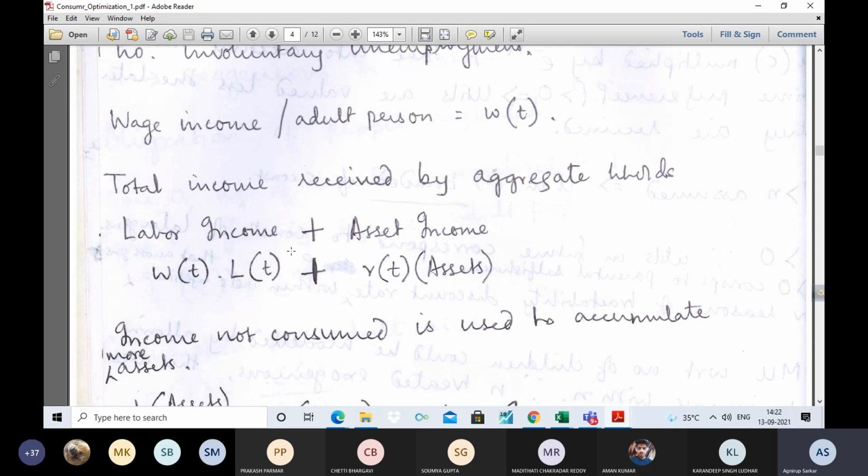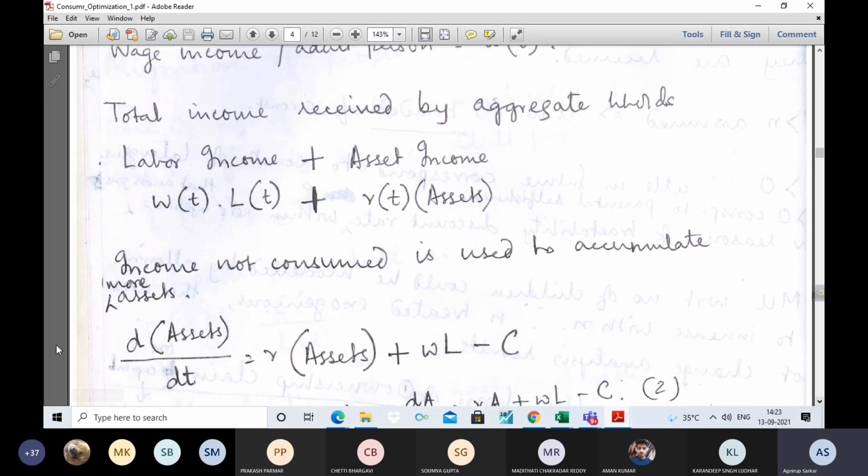Okay, so w_t times L_t, the wage rate times total labor supplied, and this is the asset income: the number of total assets held times the interest rate that you would receive from holding one unit of asset. So this is the total income of the household, and households use the income that they do not consume to accumulate more assets. So savings is entirely channelized into accumulation of assets. Okay, see, this is the change in assets, dA_t.